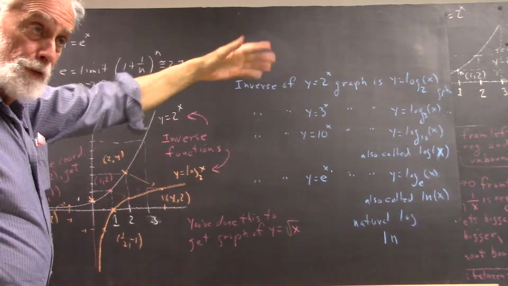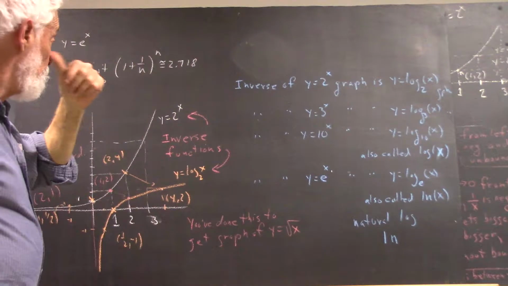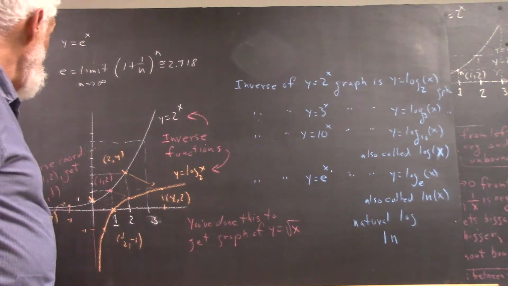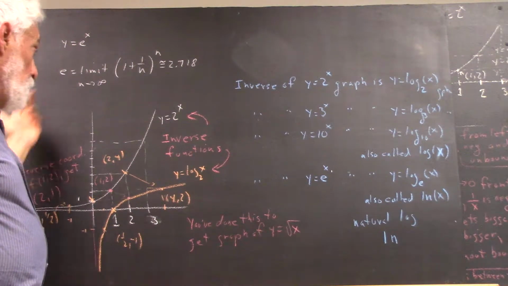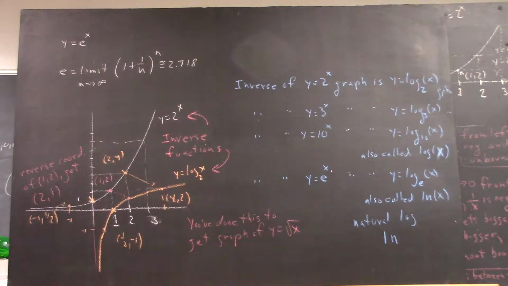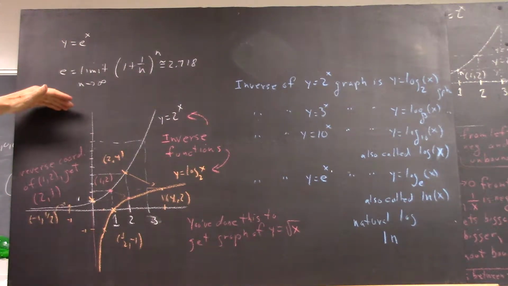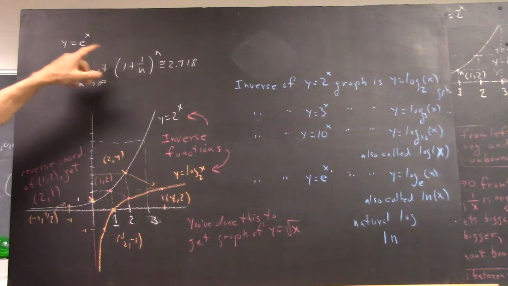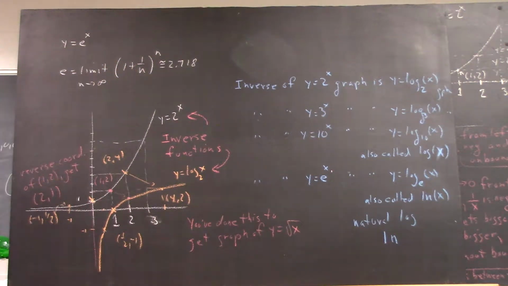This number's irrational. It goes on forever like pi. You end up with this number in the limit. Okay? Now, I just want to mention this. Your 2.7 to the x graph is very close to a graph of y equals e to the x. What we want to do now is invert the graph of a power function.